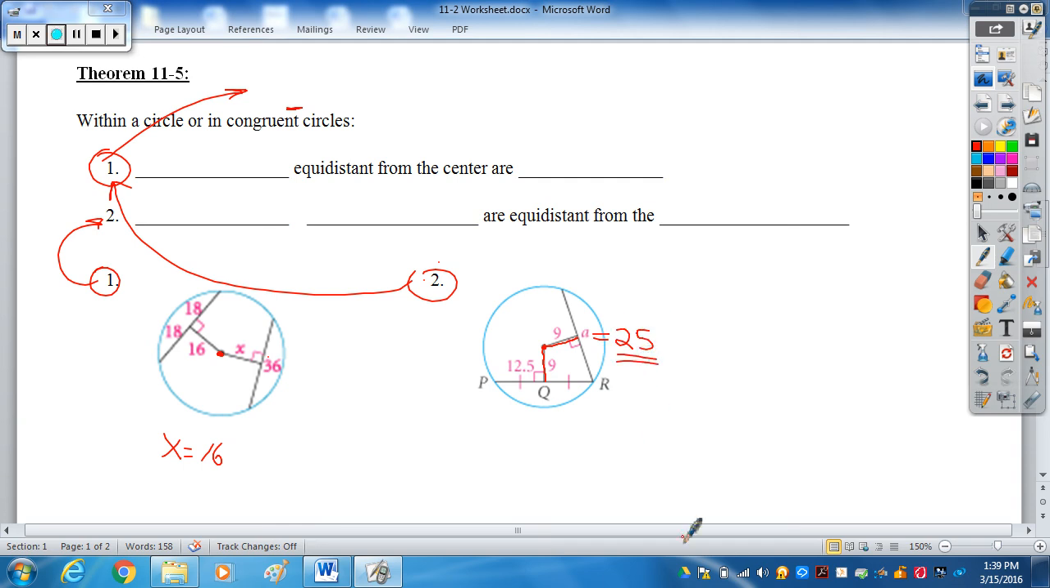So again, congruent chords means we have congruent central angles. Congruent central angles means we have congruent arcs. And if we have congruent arcs, then we have congruent chords. So that all works together, and those are the two parts of theorem 11.5.